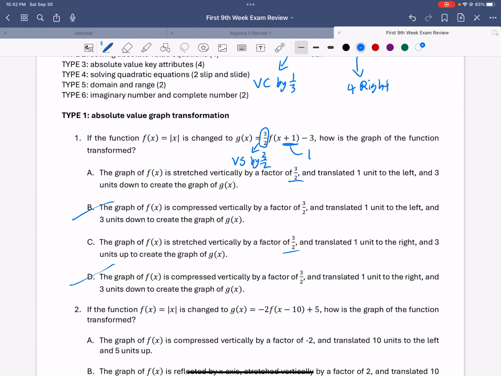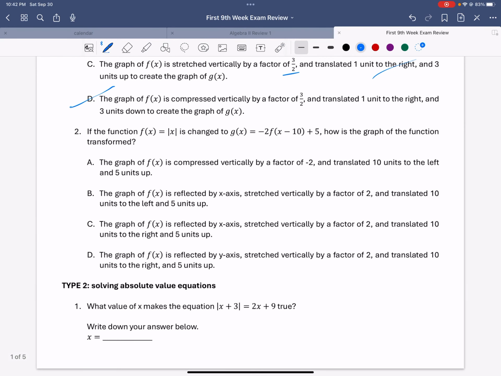Plus 1 is going to be 1 to the left. So it's going to be here. So it's not going to be C. So it's going to be what? Oh, here. A. Okay. So try number 2 by yourself. Oh, by the way, do you see this negative? That's a reflection across the x-axis. So you can get rid of some answer choices, such as this one and then this one, because it says y-axis, right? So that's about it.